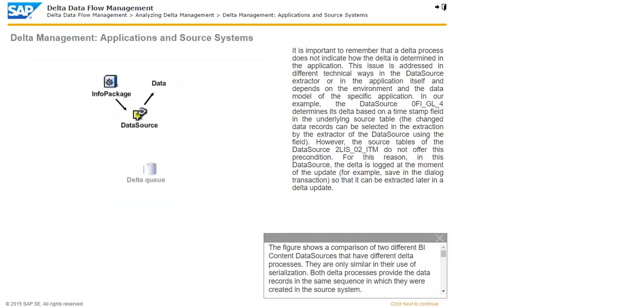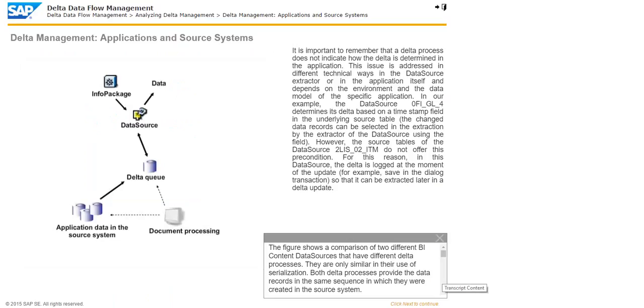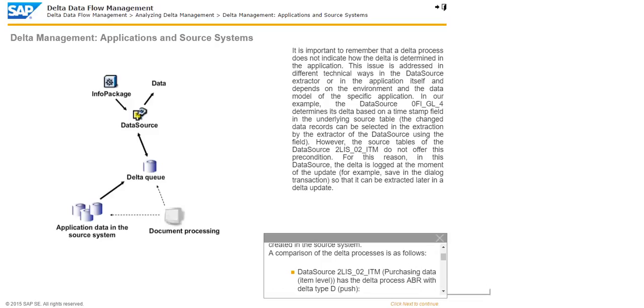The figure shows a comparison of two different BI content data sources that have different delta processes. They are only similar in their use of serialization. Both delta processes provide the data records in the same sequence in which they were created in the source system. A comparison of the delta processes is as follows.